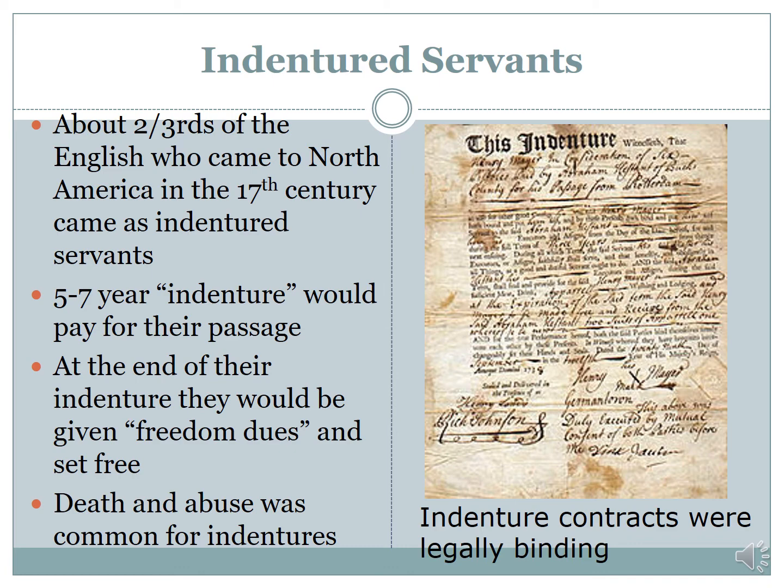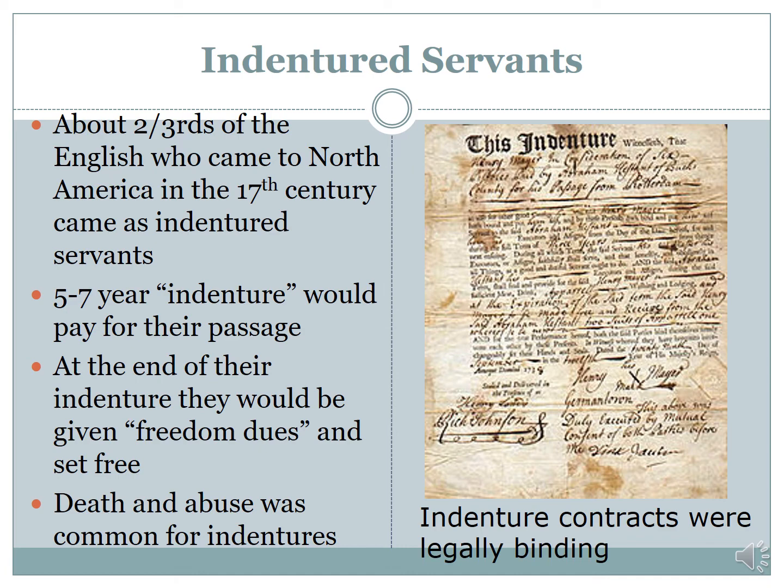So you may be surprised to hear that nearly 2/3 of all of the English that came to North America in the 17th century, and the 17th century is the 1600s, came as indentured servants. Typically, an indenture would be anywhere from 5 to 7 years. And basically what this indenture was, was that you were indebted to the person that paid your passage across the Atlantic. And at the end of your indenture, you were set free.